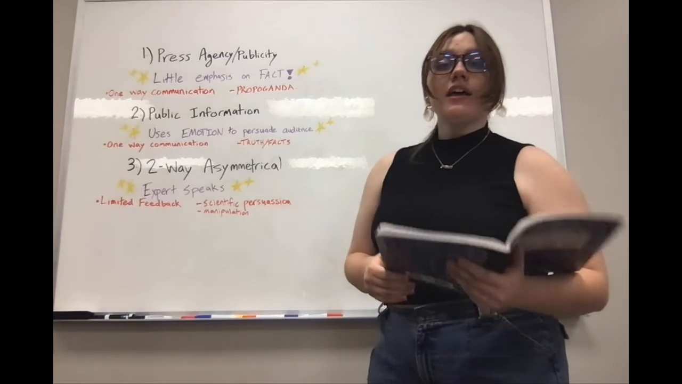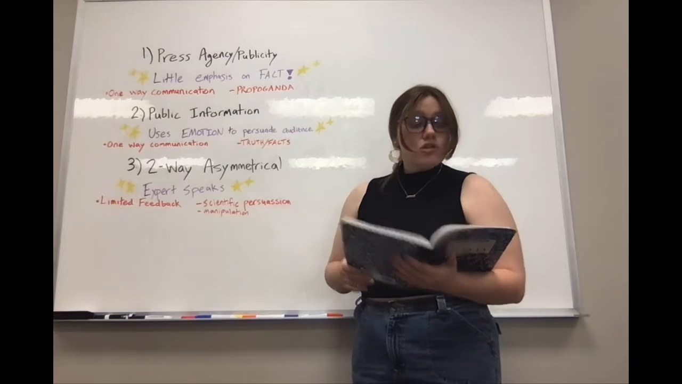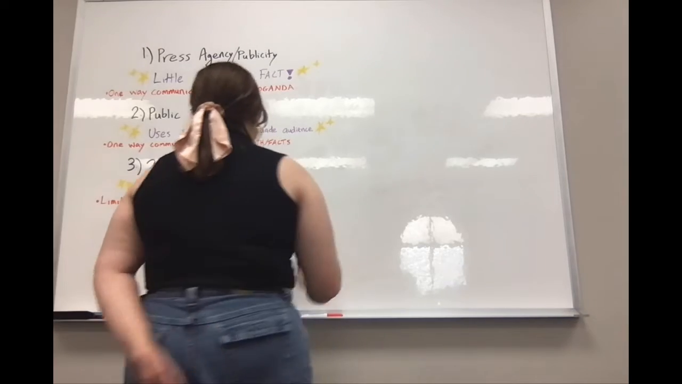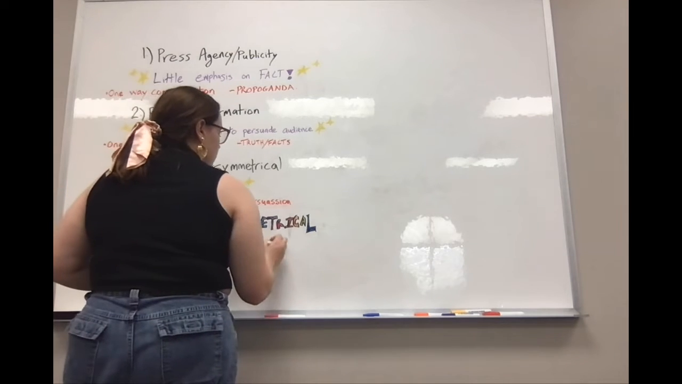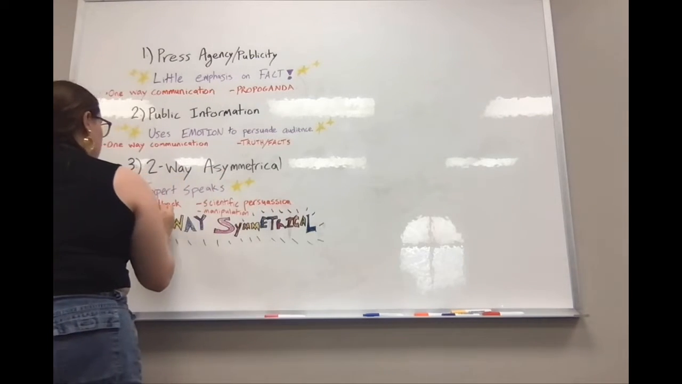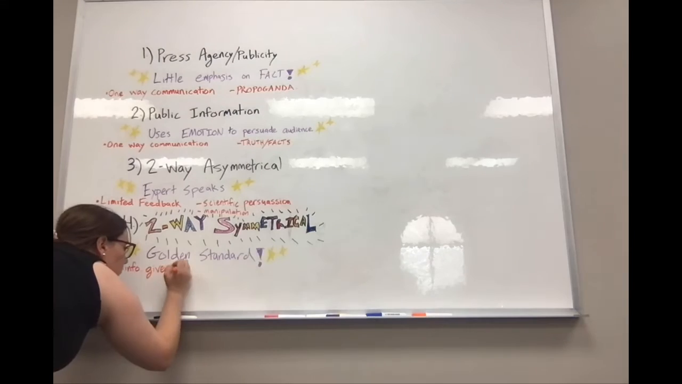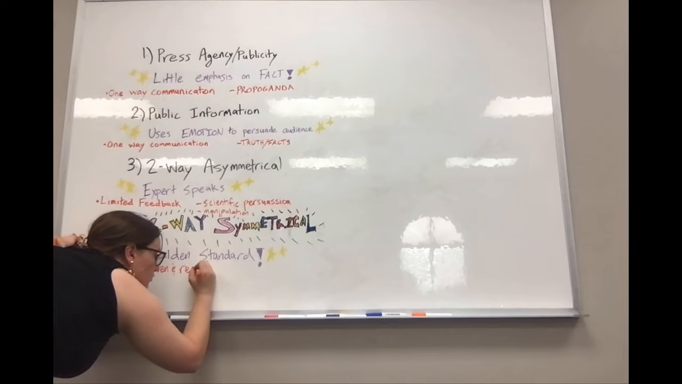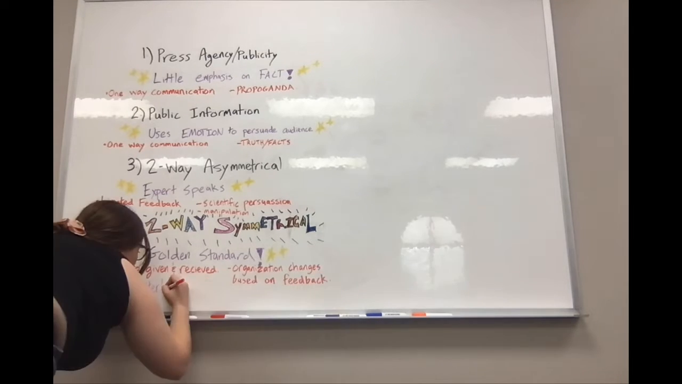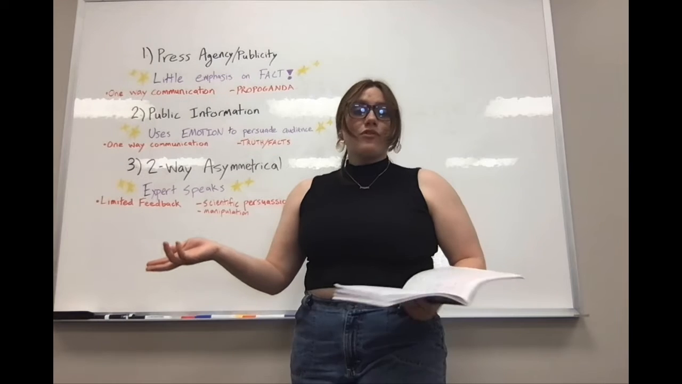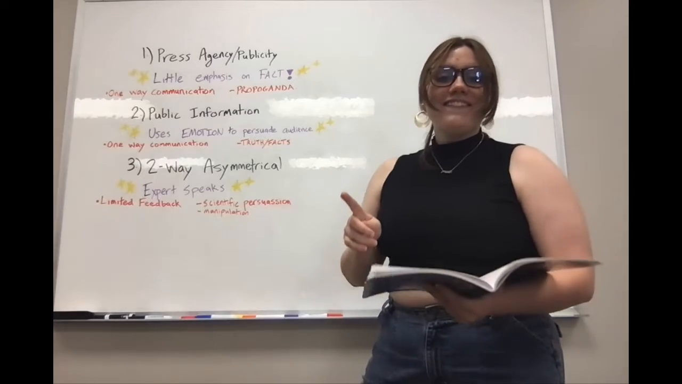The fourth and last model of Grunig and Hunt is the two-way symmetrical. What that looks like is it's the golden standard. This is the one that everyone wants to ideally be, because there is equal information given as well as received. Feedback is welcome, and in the end, through the two-way symmetrical model, you're only seeing improvement for the organization, and that's why this is the golden standard of the models.